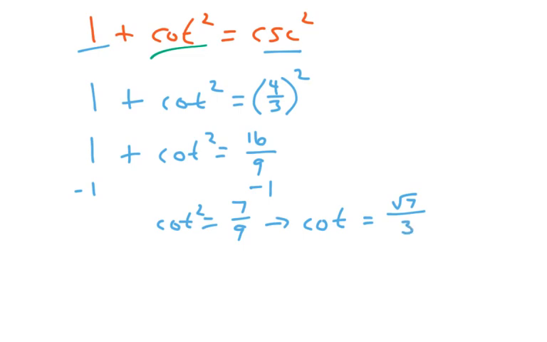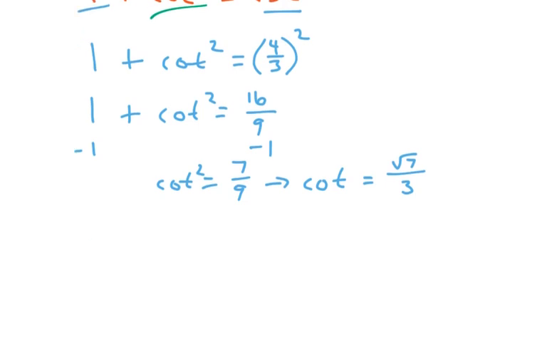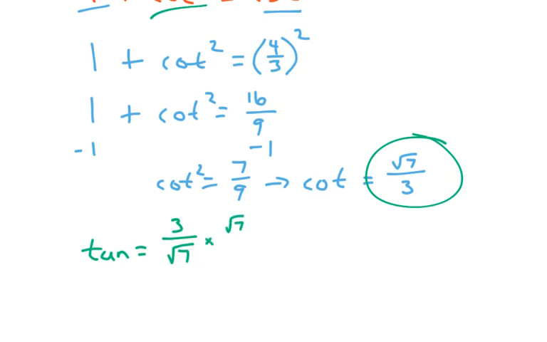Okay, so we've got the cotangent. Now, how do we relate that back to the tangent? The tangent is the reciprocal of the cotangent, so we just flip over our fraction. The tangent is equal to 3 over the square root of 7. And remember, we don't want square roots in the bottom of our fraction, so we multiply by the square root of 7 over the square root of 7. 3 times the square root of 7 is 3 square root of 7, and the square root of 7 times the square root of 7 is the square root of 49, which is a nice number, 7.